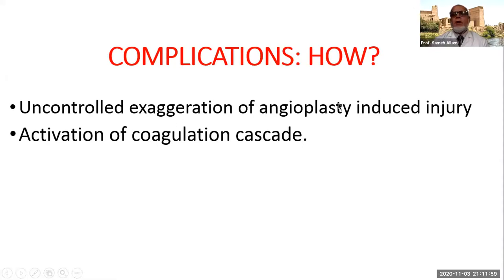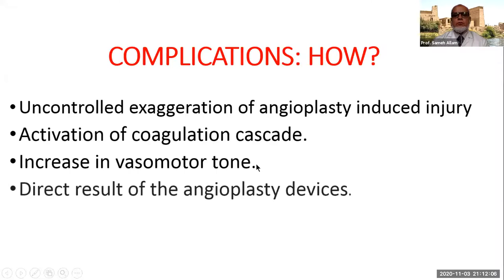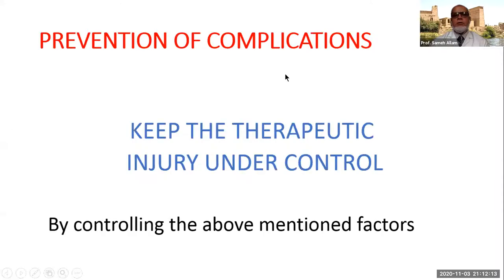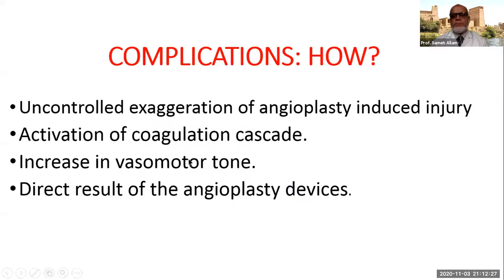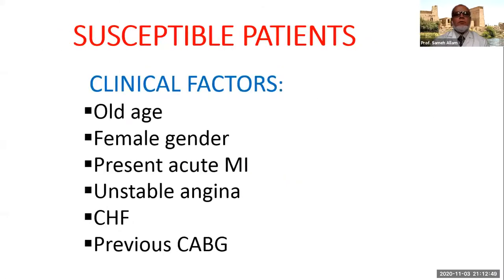And in addition to the angioplasty-induced injury, activation of the coagulation cascade and increased vasomotor tone are the direct result of angioplasty procedures. These are the causes of complications during manipulation of our patients. To prevent these complications, we have to keep the therapeutic injury under control by controlling the above mentioned mechanisms. So that's why we are addressing activation of the coagulation cascade. Why do we use antiplatelets, heparin, clopidogrel? And increased vasomotor tone is especially active during acute coronary syndrome, and we have to keep in mind all these complications.